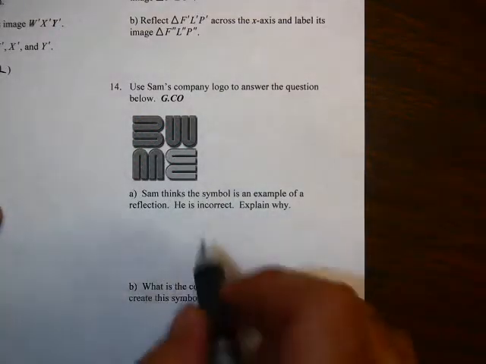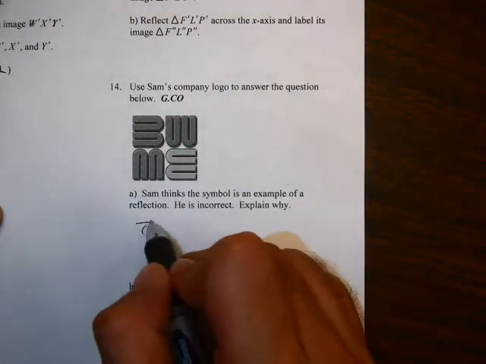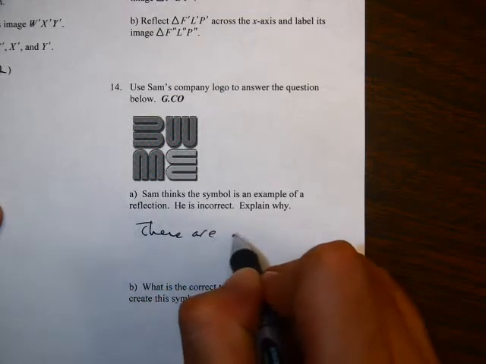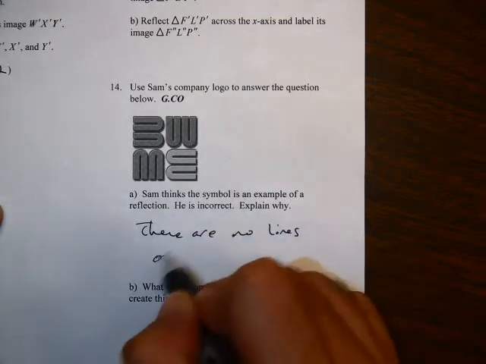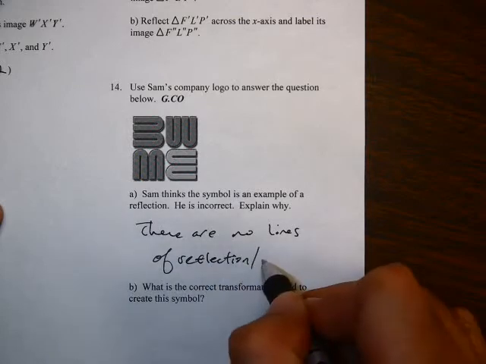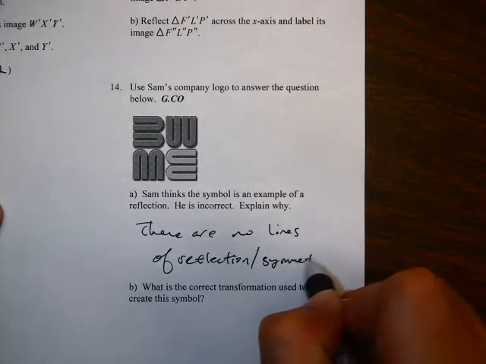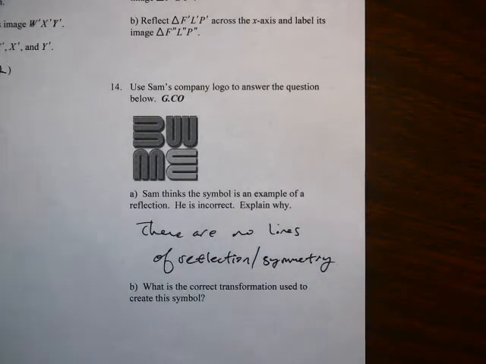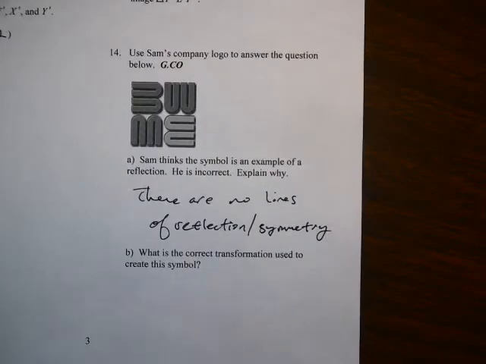So here, explain why there are no lines of reflection, which are also called lines of symmetry. I couldn't draw a line where we can do that reflection. Now it says, what is the correct transformation used to create the symbol?